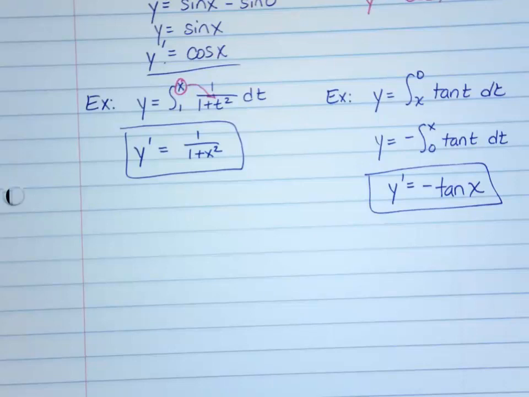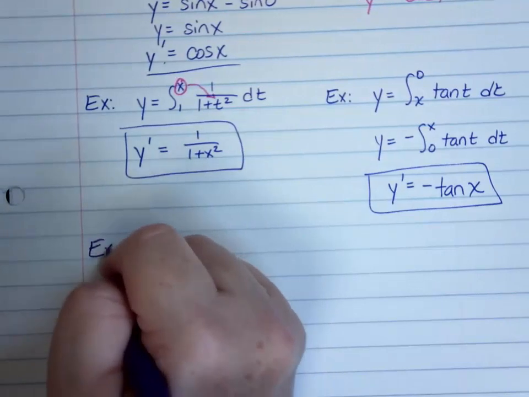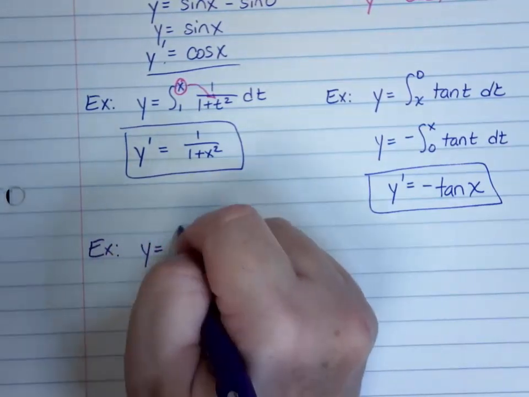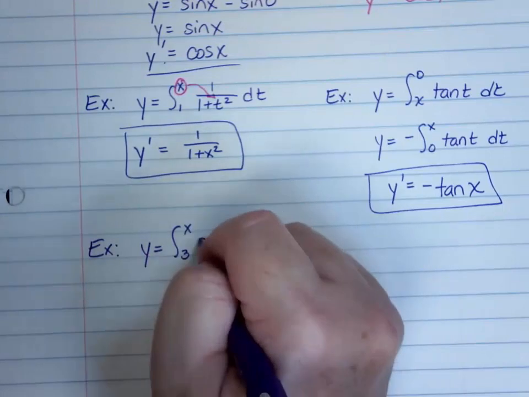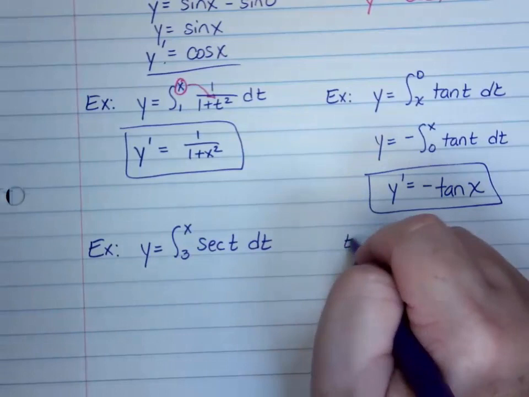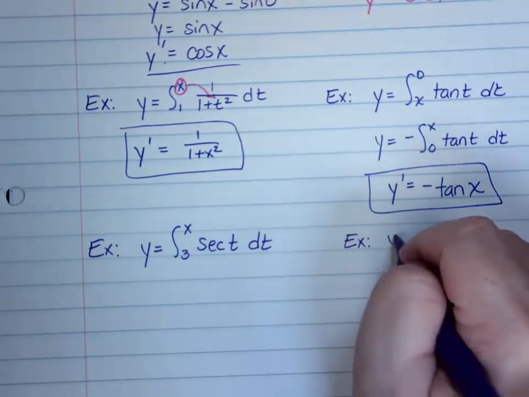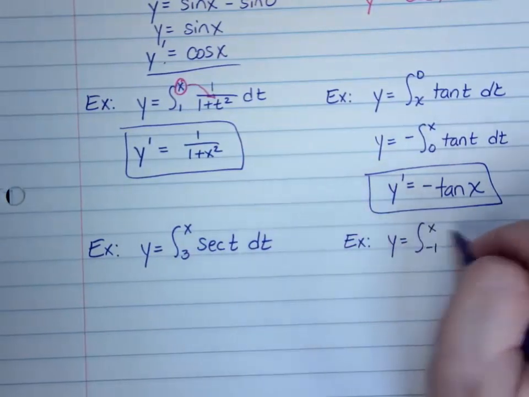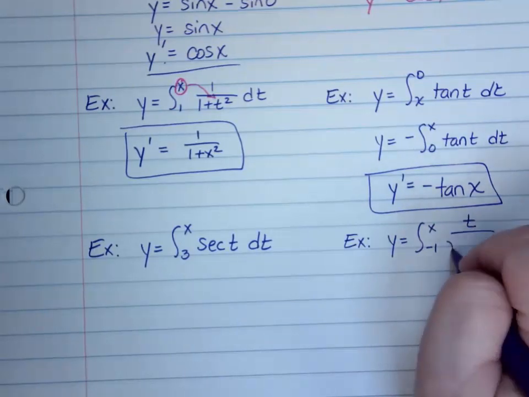So we have to choose a property to flip it? No, we just know that whenever you need to flip your limits, just put a negative in front of your integral. That's the property. Okay, I want you to try these two. The first one is y equals integral from 3 to x of secant of t dt, and then y equals the integral from negative 1 to x of t over the square root of 1 minus t squared dt.